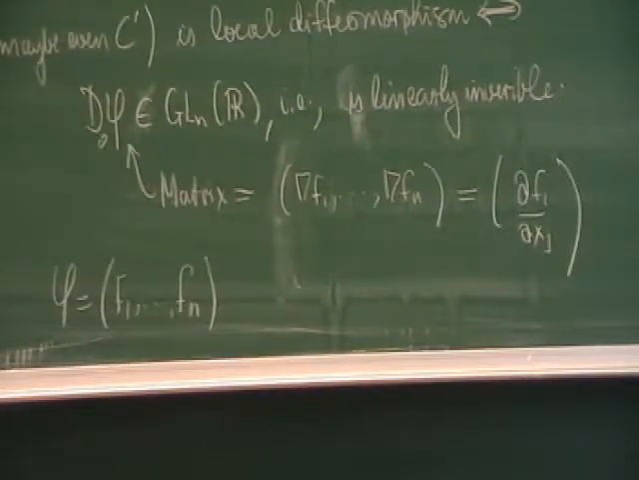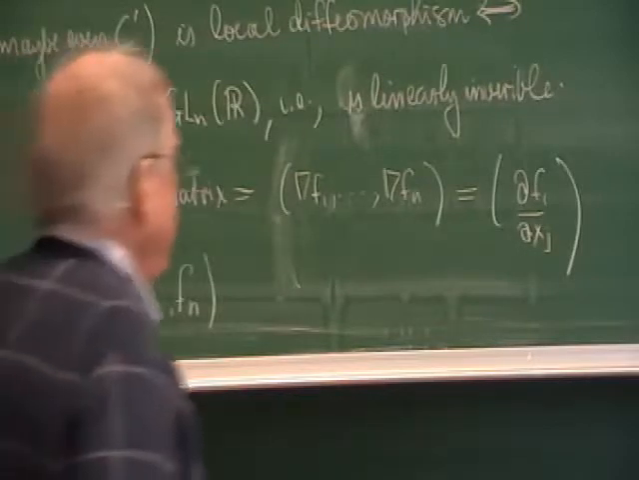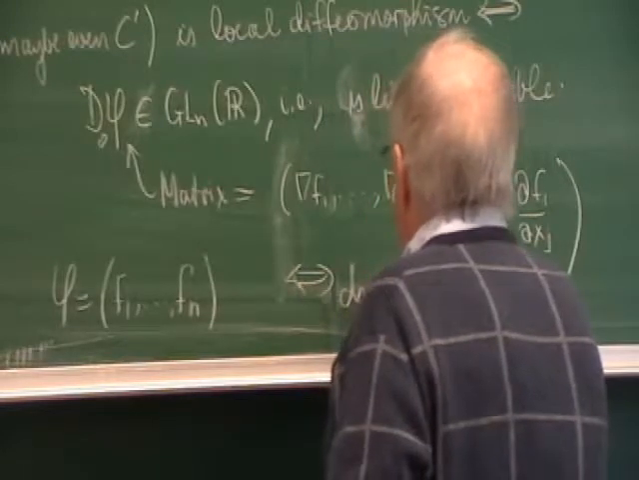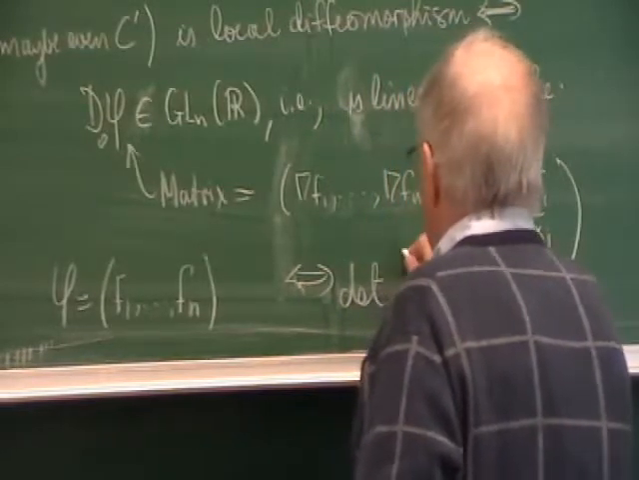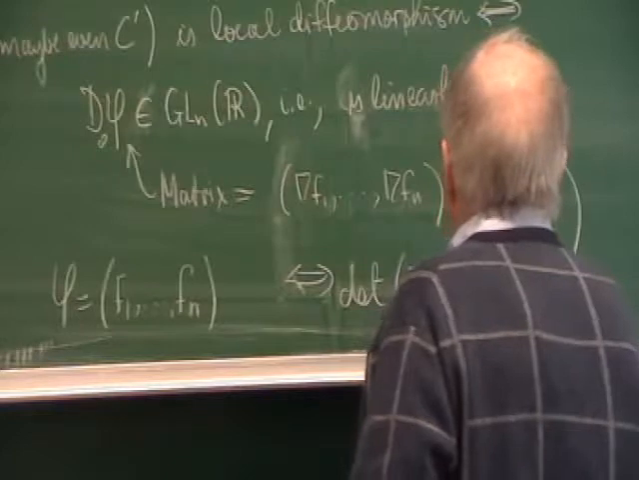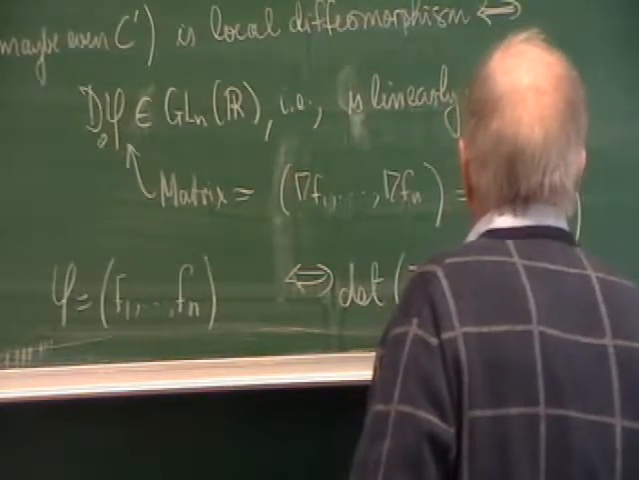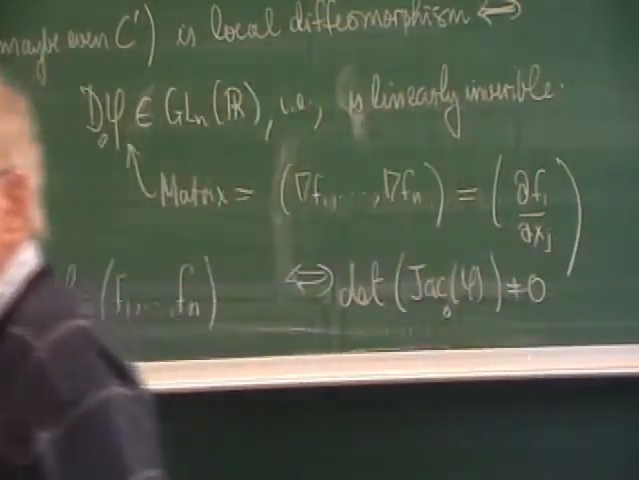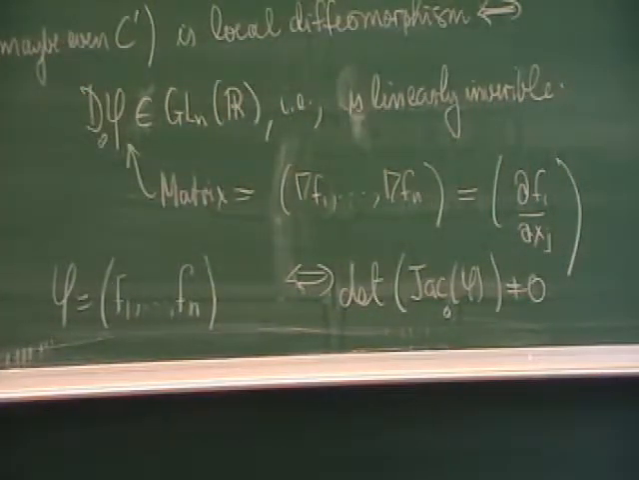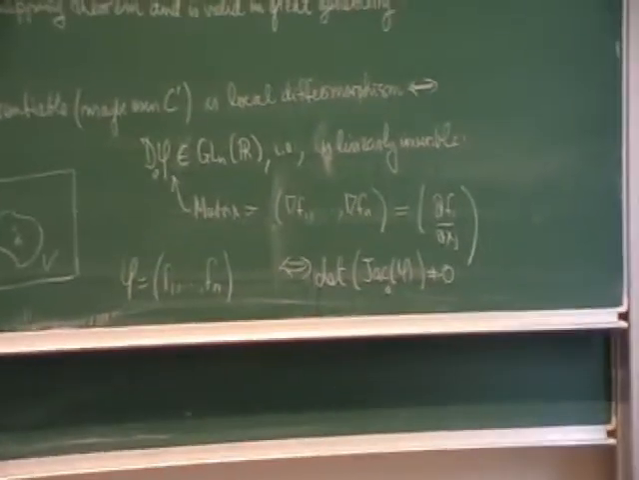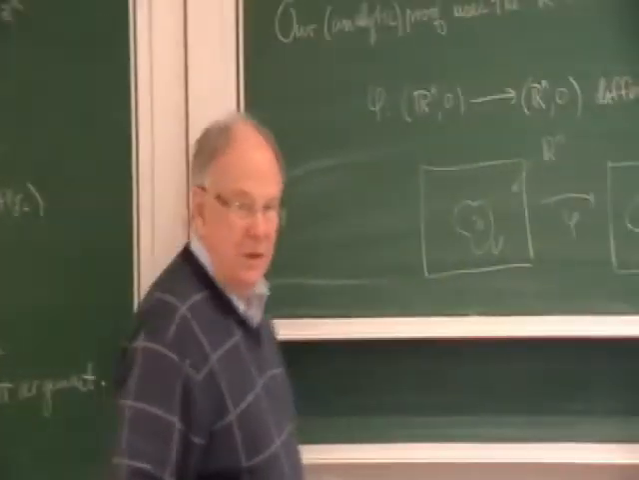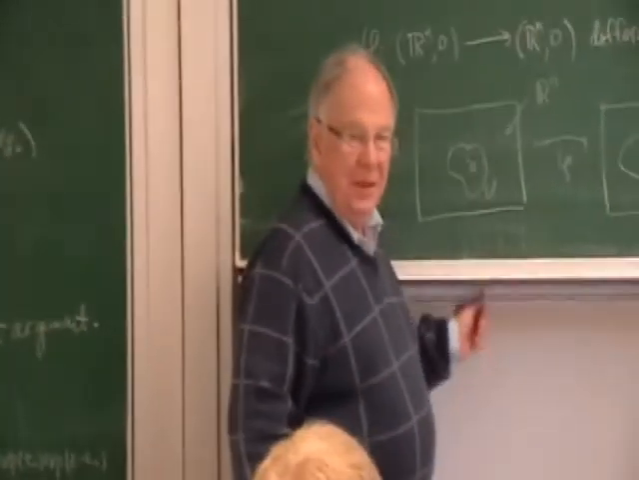So if that thing has maximal rank, which is in this case n, it means it's invertible. If and only if the determinant of this matrix, the Jacobian of phi at 0, is not 0. Quite often you see that as the condition, and that is a stupid condition because computing a determinant is a horrible thing to do. It's a highly nonlinear operation. It's just that the mapping is maximal rank.